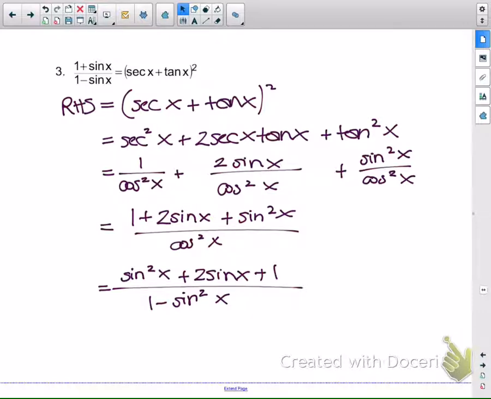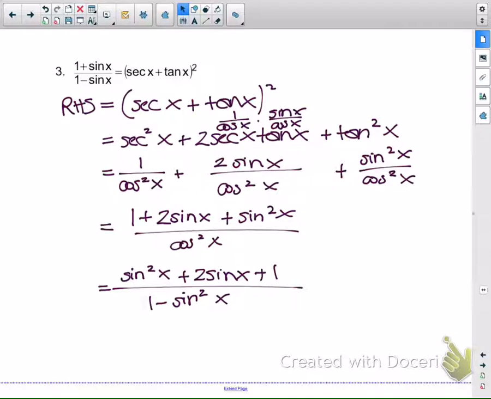I know you already explained it, but I'm just confused how you changed the middle term to 2 sine. Okay. Secant here is the same as 1 over cosine. Tangent is the same as sine over cosine. So I multiply them together along with the 2, which goes on top. Okay? Good question.